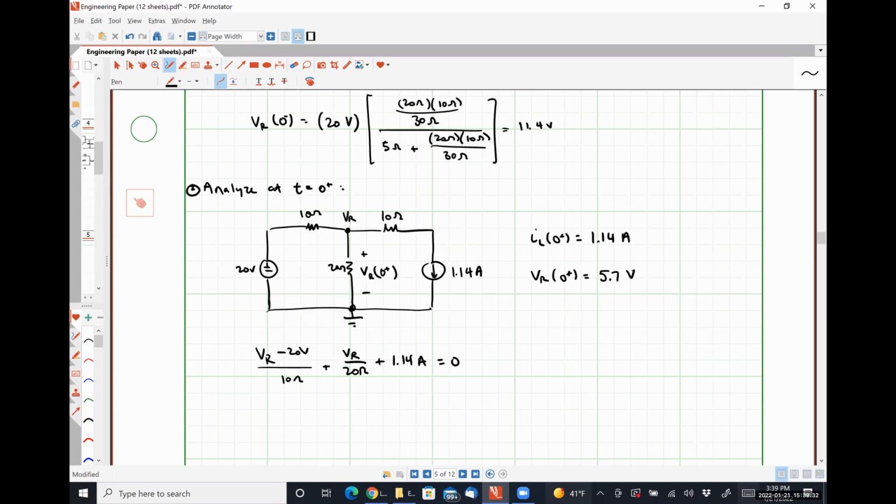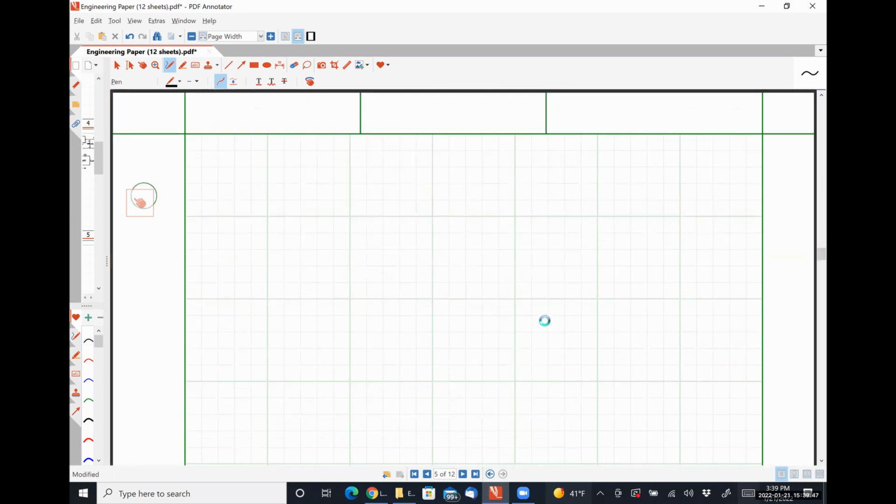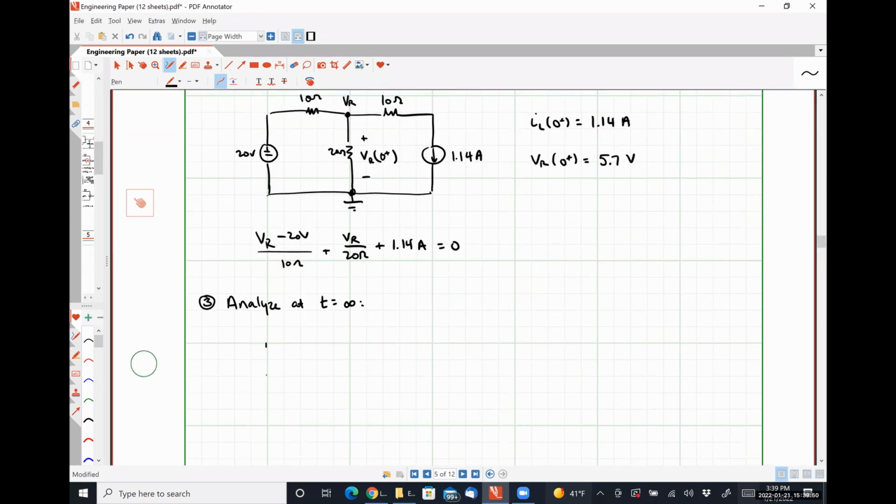All right. Now we'll analyze the circuit at t is equal to infinity. Oops, that went slightly too far. So at t is equal to infinity, the circuit is going to look exactly identical as it did at t is equal to 0 plus, but with one very important change. What does our inductor look like at t is equal to infinity?